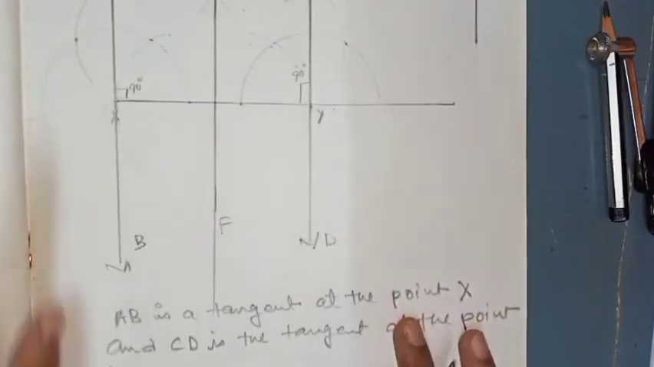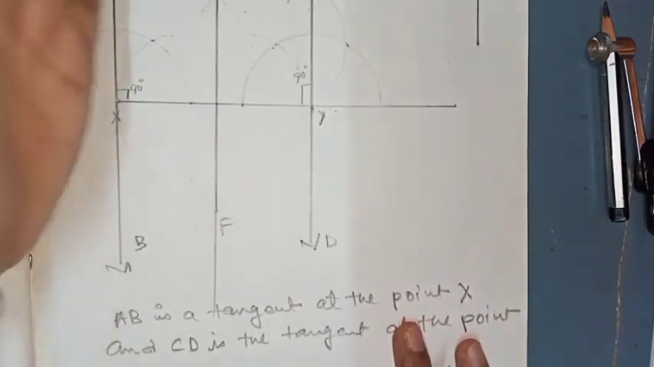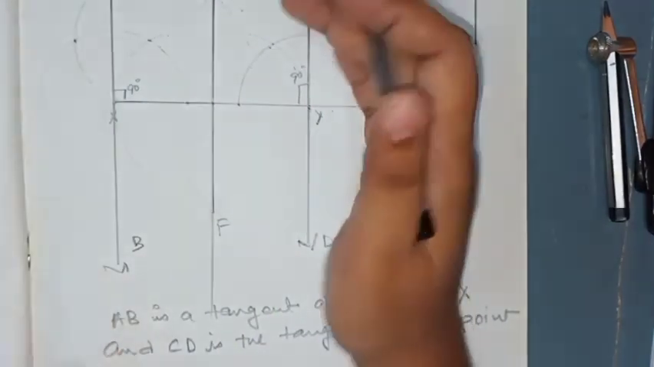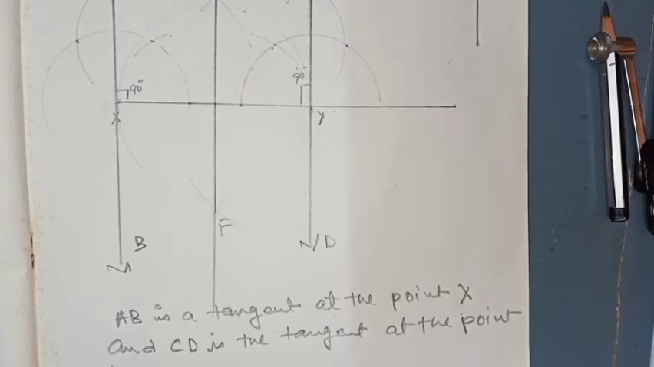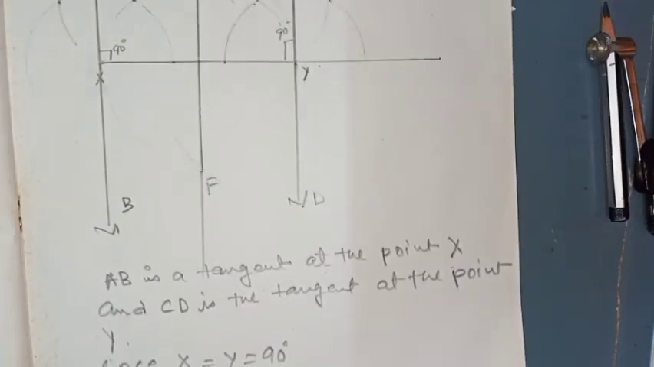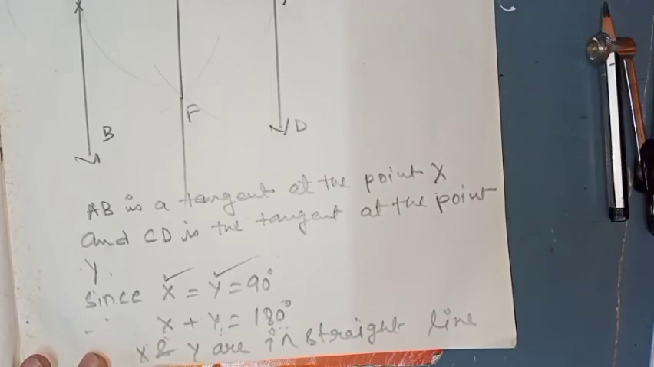Now they are asking what is the relationship between X and Y. Since they are tangents, they will make 90 degree. It means AB is a tangent at point X and CD is a tangent at point Y. Since X equals Y equals 90 degree, therefore X plus Y equals 180, because X is 90, Y is also 90, both add up and give you 180 degree. Yes or no? X and Y are in a straight line.